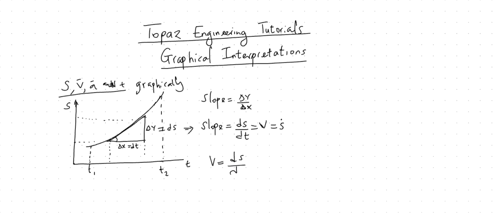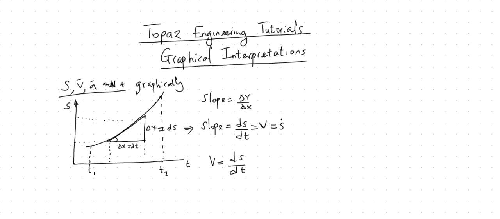So what we are trying to get here is that we can determine the velocity at all the points on the curve, which means that the slope we obtain in this diagram of S-T is the velocity.